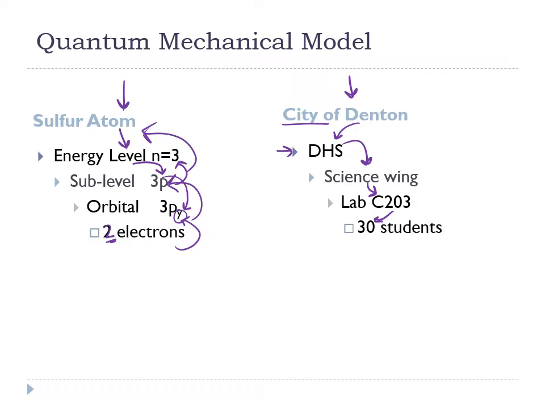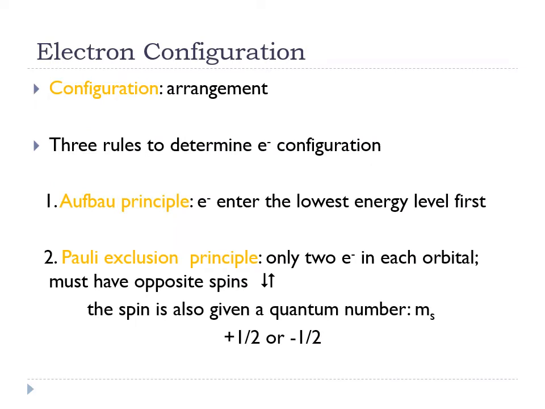It's just about being super specific about where even are these electrons. All right, so when we make these zip code-like electron configurations or arrangements, there are 3 rules that we have to follow. The first one is the Aufbau principle. This one's easy. Electrons are always going to go to the lowest energy level available first.